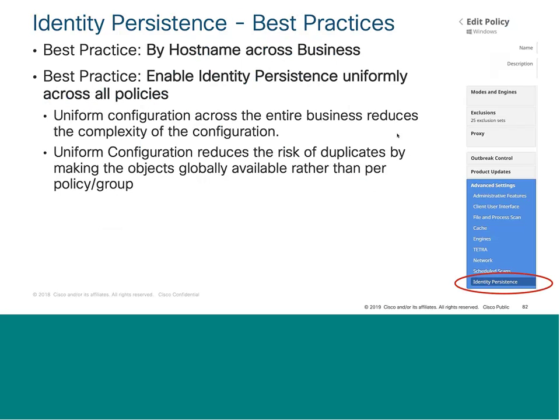Please enable all identity persistence settings uniformly across all policies. This ensures that we do not get additional duplicates simply by moving an endpoint or a child group between policies. Without uniform consistency of this setting across all policies, we always run into problems. So please do that.